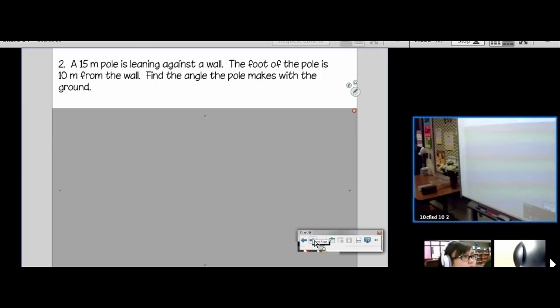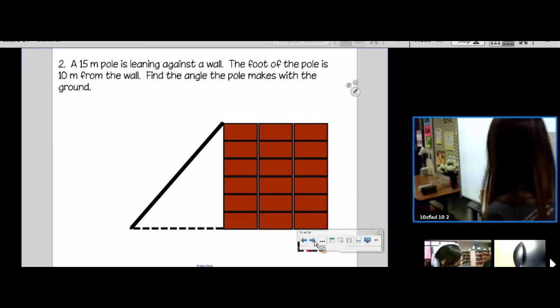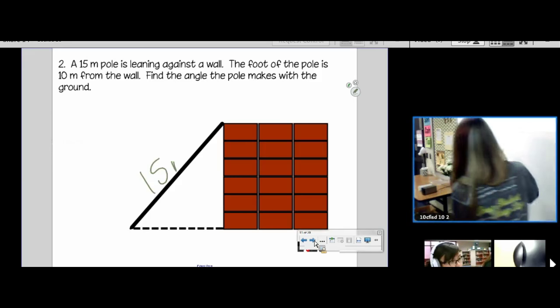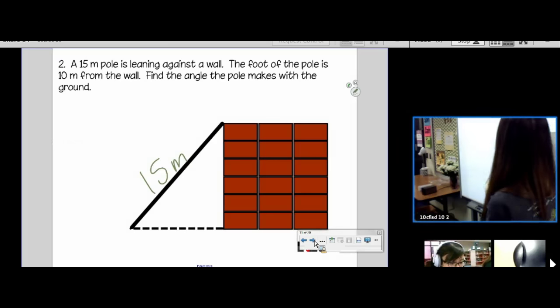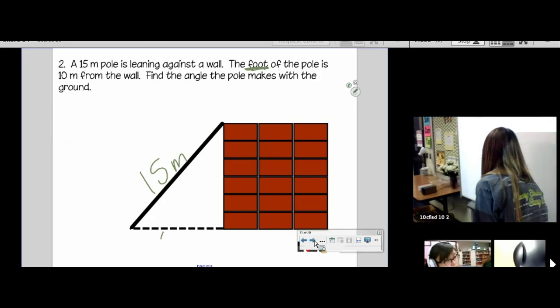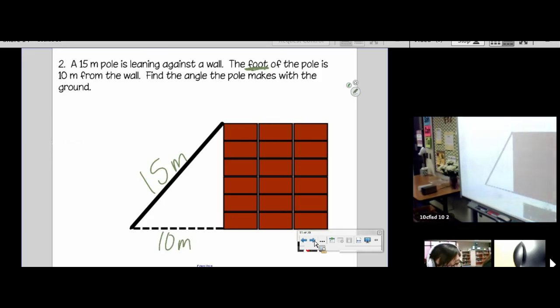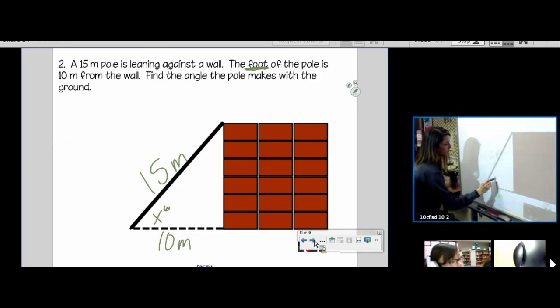A 15-meter pole is leaning against the wall. The foot of the pole is 10 meters from the wall. Find the angle the pole makes with the ground. All right, so we have a wall, we've got a pole, we've got the ground. A 15-meter pole, so be careful. The 15 goes on the hypotenuse. The 15 is the pole. The foot of the pole, that sounds like the ground, the bottom. The foot of the pole is 10 meters away from the wall. Find the angle the pole makes with the wall. Oops, that's a degree symbol.